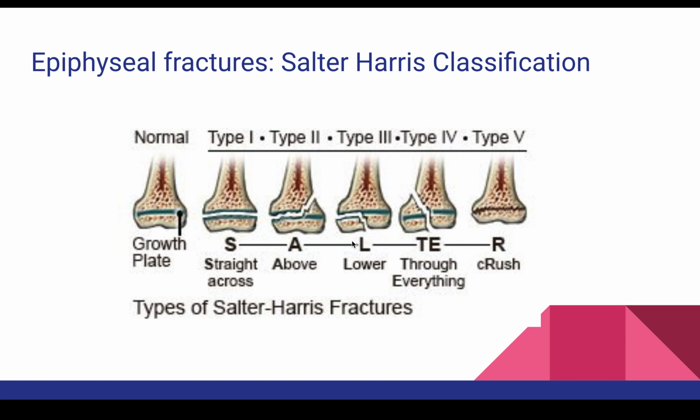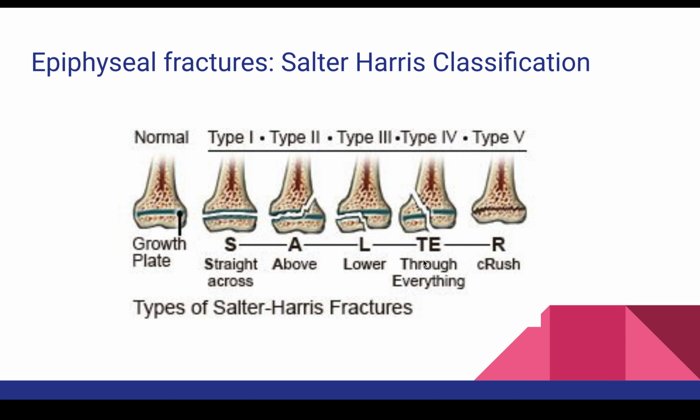Then you have lower: straight across, above, lower. Now what are we seeing? Actually, I said something wrong here. In above, it wasn't deviating into the epiphyseal plate, okay? The epiphyseal plate was completely fine, only the metaphysis was involved in above, because it's above. When lower, you are now affecting the epiphyseal plate, the intra-articular epiphyseal plate, but there's no significant growth disturbance.